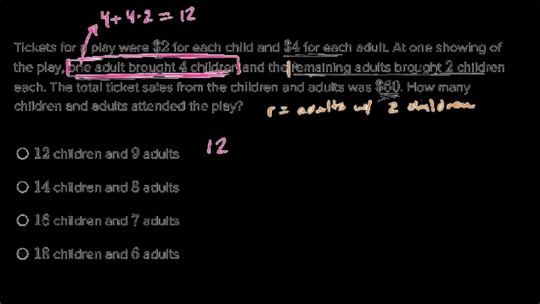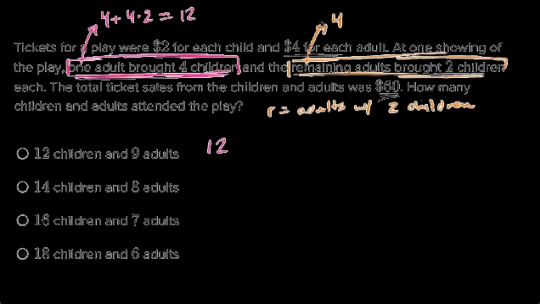So each of these adults with 2 children, how much are they going to spend? Well, they're each going to spend $4 on their own ticket for the adult, and then they're going to have 2 children at $2 each. So they're going to spend $4 on the children's tickets. So they're going to spend $8 in total.